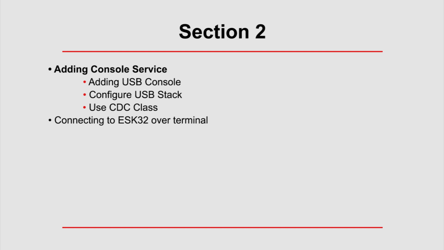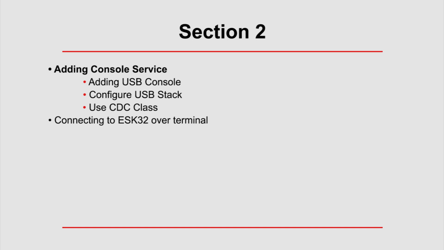Now in section 2, we will be adding the console service. So we'll add the USB console, and we'll also configure the USB stack to provide the proper descriptor for that CDC class. And then we'll be connecting to the ESK32 over a terminal application running on my computer.